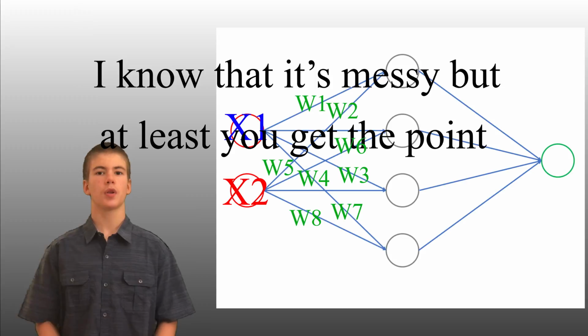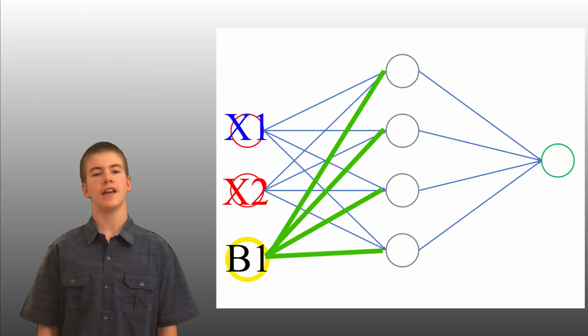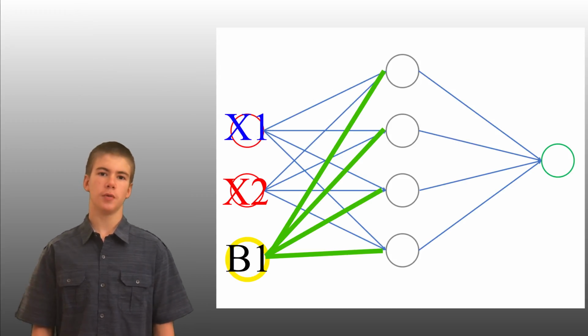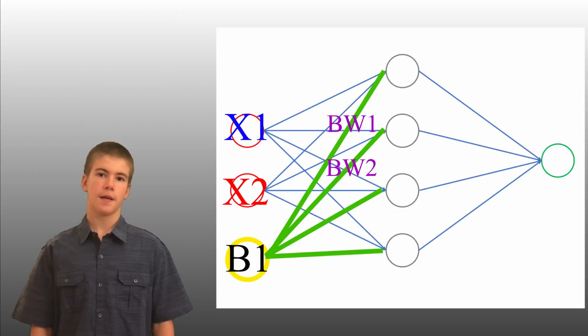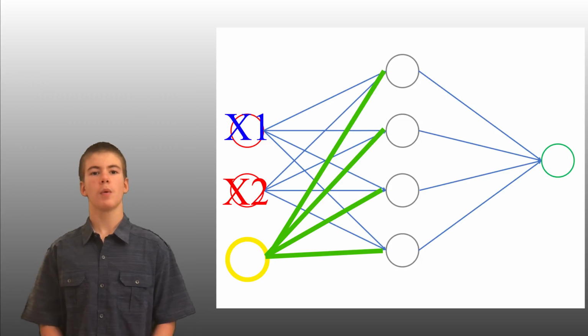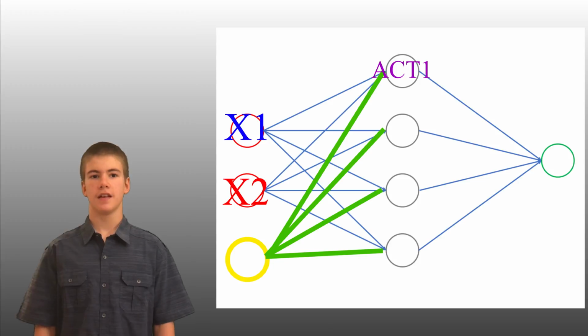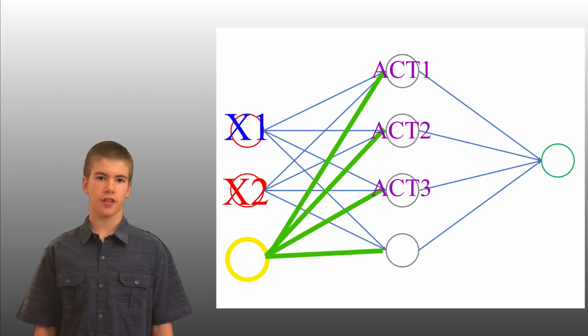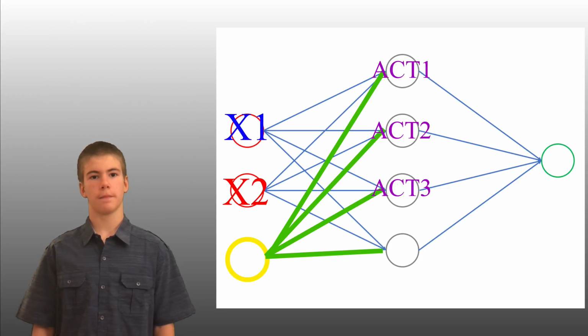In addition, we will call b1 the bias for our hidden layer neurons, and bw1 the bias weight for the first neuron in the hidden layer, bw2 the bias weight for the second, bw3 for the third, and bw4 for the fourth. Finally, we will call the sum of the values coming into the first neuron, Act 1, into the second neuron, Act 2, into the third neuron, Act 3, and into the fourth neuron, Act 4.